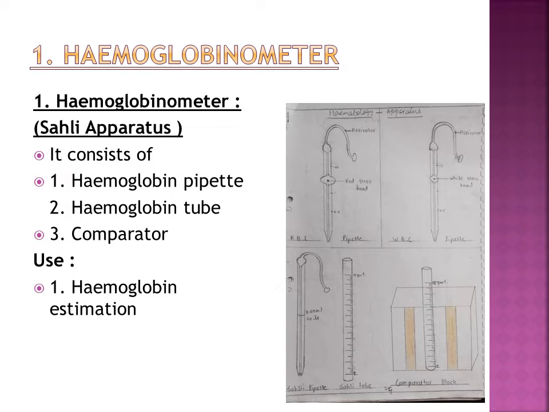So first thing required in the hematology laboratory is the hemoglobinometer. The hemoglobinometer is also called Sahli's apparatus. It consists of a hemoglobin pipette, hemoglobin tube and comparator to compare the readings with the standard glass. The use of the hemoglobinometer is hemoglobin estimation, and depending on that we can classify the anemia, whether it is mild, moderate or severe.